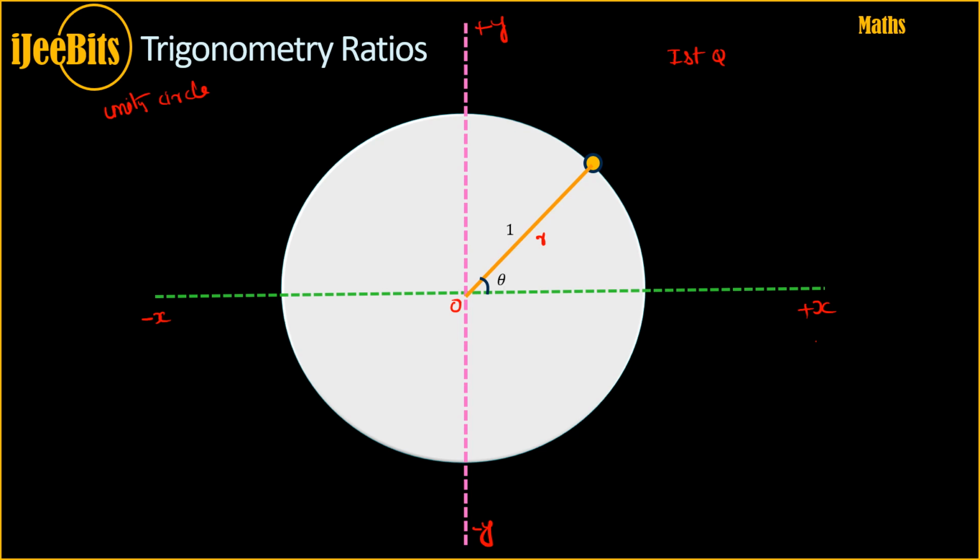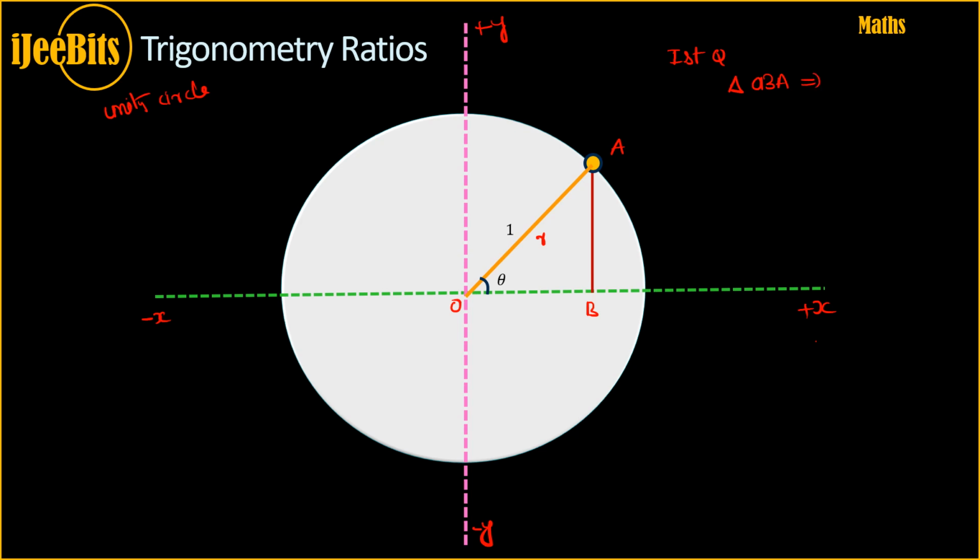Now this radius makes an angle theta with the x-axis. Okay. Can you find out what is the length of this one? Good. So if you put A and B, triangle OBA, let's say triangle OBA, what would be my AB?